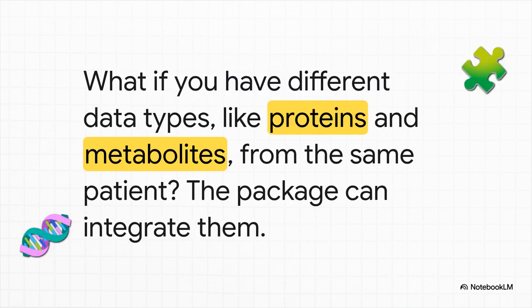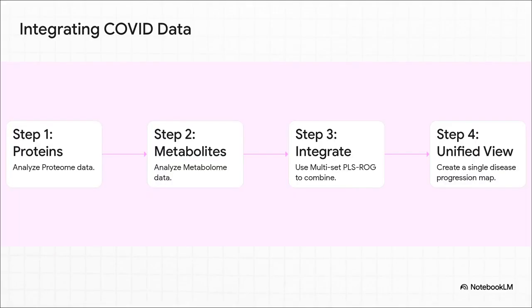Okay, that was impressive. But what if your puzzle is even more complicated than that? What if you have data on proteins and you have data on metabolites from the very same patients, and you have to somehow combine them to understand a disease? Well, this exact challenge was front and center during the COVID-19 pandemic. Scientists had these massive data sets on both proteins, the proteome, and metabolites, the metabolome, from patient blood samples. The problem? They were like two separate stories, written in two different languages.